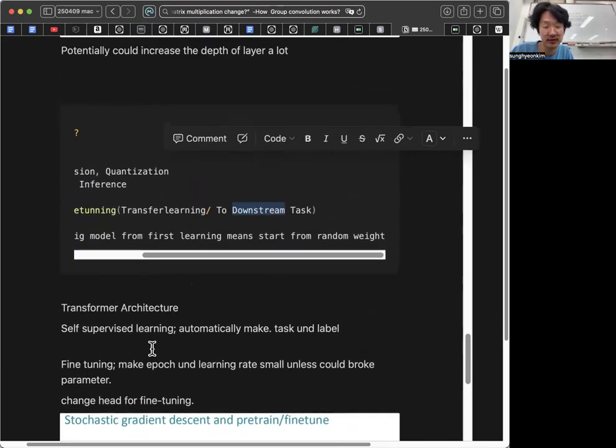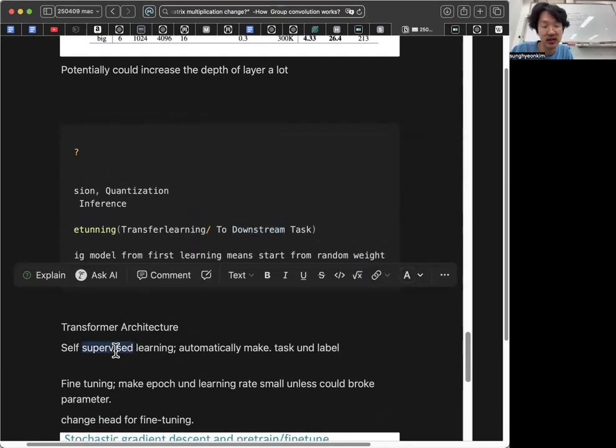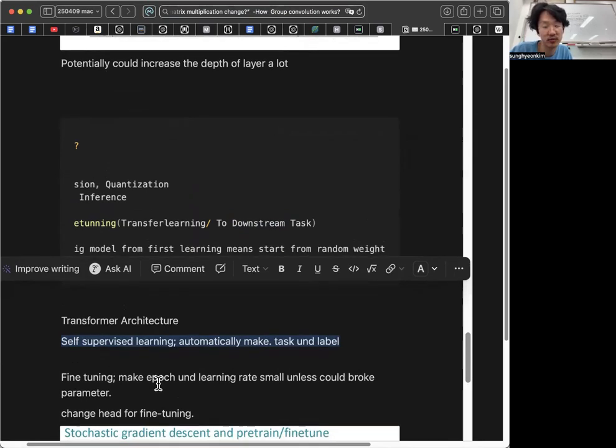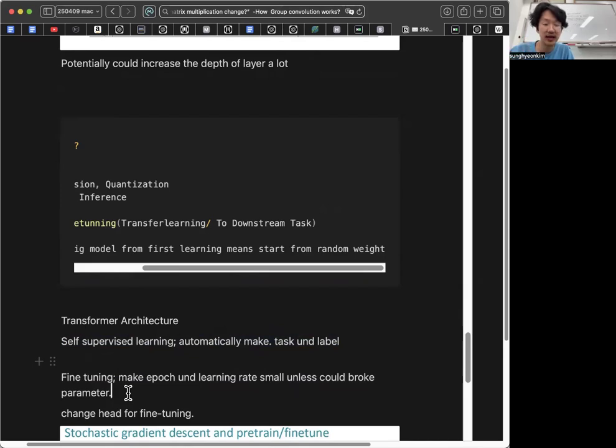And if you see the transformer architecture, they use self-supervised learning, which automatically makes the task by using the labels. And fine-tuning is important. When we do fine-tuning, the important thing is to make the learning rate small, unless we could break the parameters.